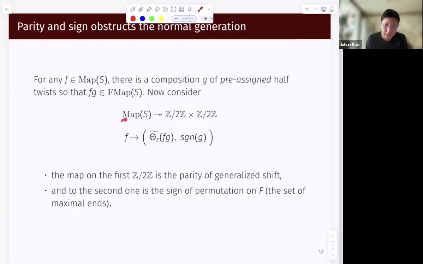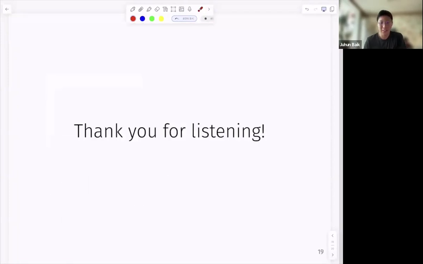So we have a continuous surjective map to this one, and this looks a little bit complicated, but in essence, it measures the parity, and the last one will measure the sign. Those are also surjective homomorphisms and continuous. So it is an obstruction. Okay, I think that's all for today.